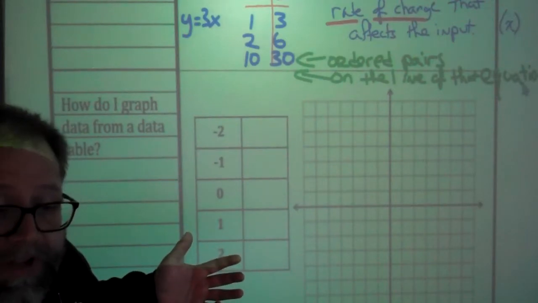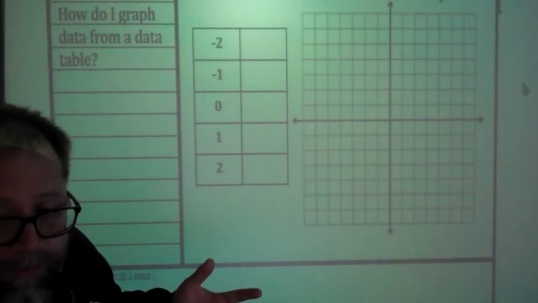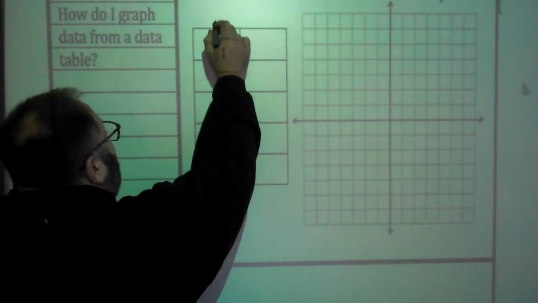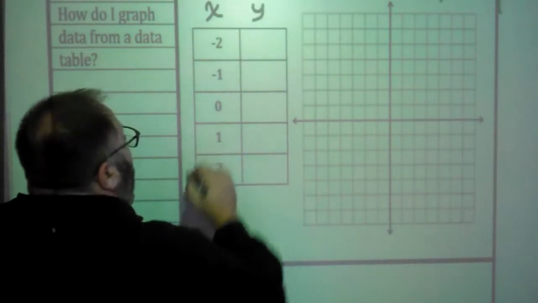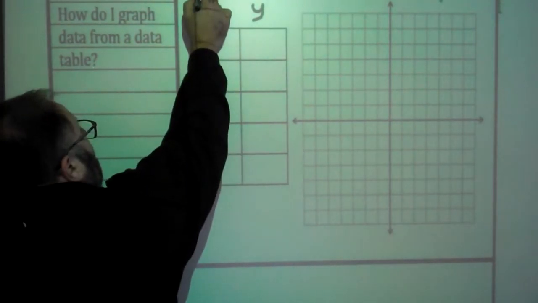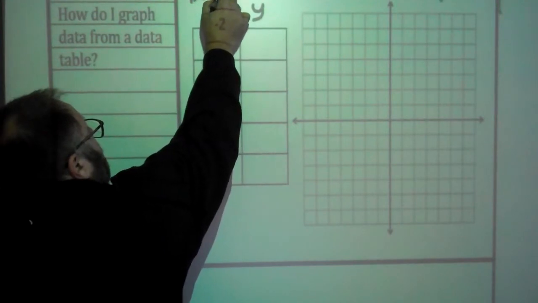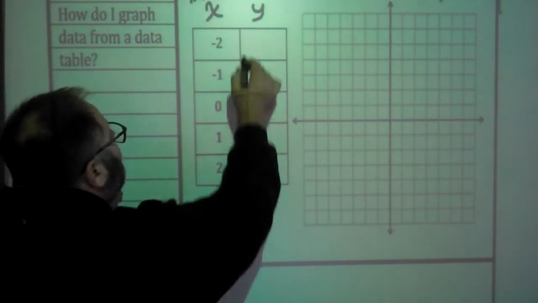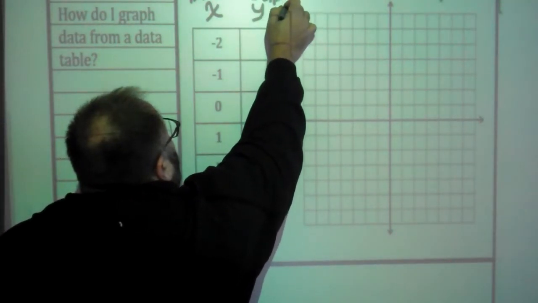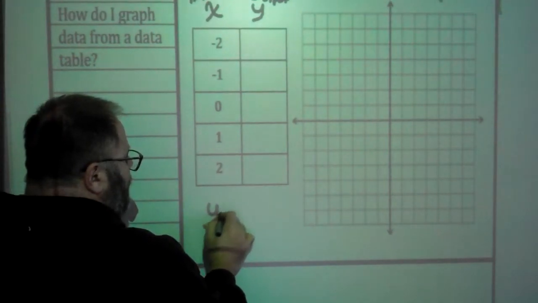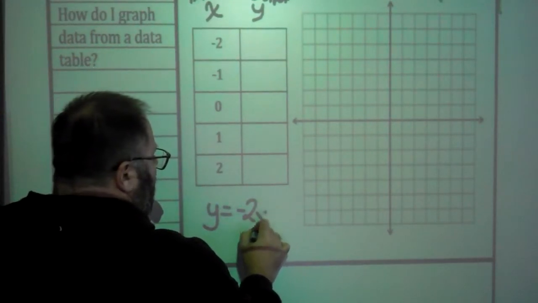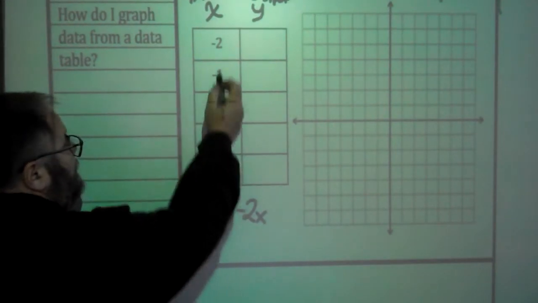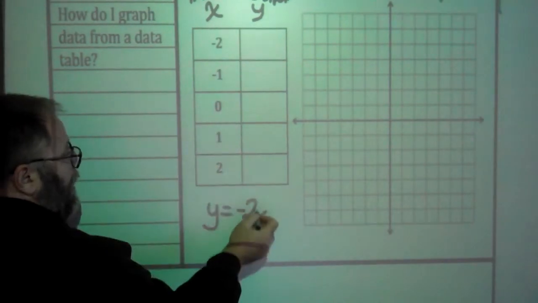All right, so let's go down a page here. How do I graph data from a data table? All right, so I've got a data table here. I'm going to label it as X and Y. And then what I also know is that this is my input, and then when I put this in, this will be my output. And I'm going to make a simple equation here, y equals negative 2x. Pretty simple. So each one of these inputs I'm going to put in for x and get an output.